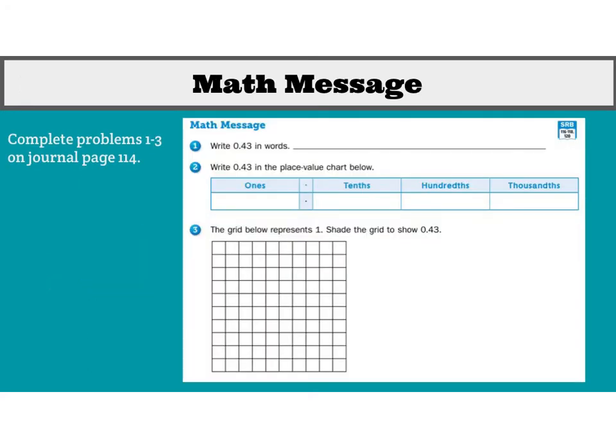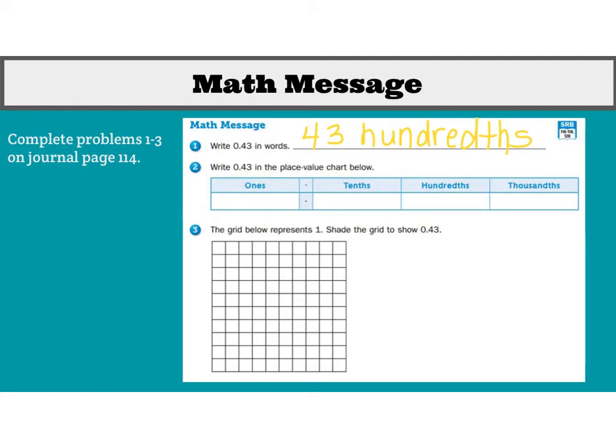For your math message today, you are going to need to get into your workbook, your student math journal, and turn to page 114, and you're going to complete problems 1 through 3. It should look just like this when you get it open. So go ahead and pause your video and see if you can complete those 3 problems.